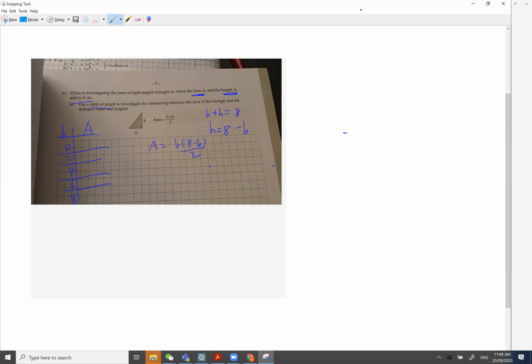Okay, if B equals 0, area just 0. B equals 2, area equals 12. B equals 4, area equals 16. Six, 12. Zero. Oh, so which means we can sketch graph.